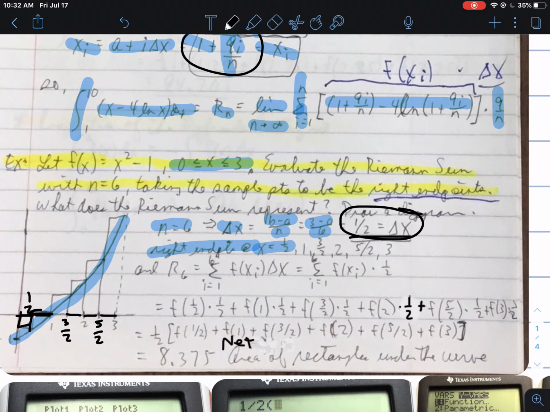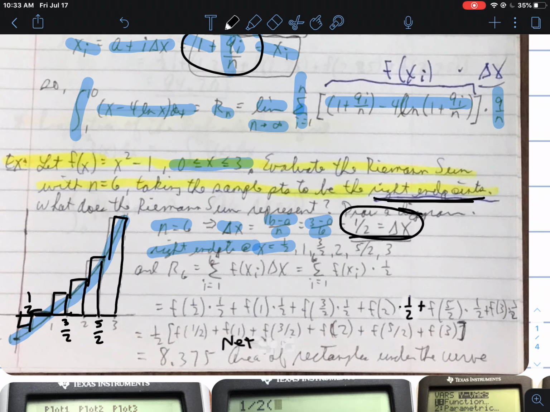The next subinterval, add 1/2 again, and we're at 3/2. So then I use 3/2 to calculate the height of that rectangle. The next one would end at 2. So all we're doing is adding delta x each time to get the endpoint of each of our subintervals. And that's where we calculate the height, because as requested, we're using the right endpoint as our sample point. So our next one ending at 5/2, and then the last one ending at 3.